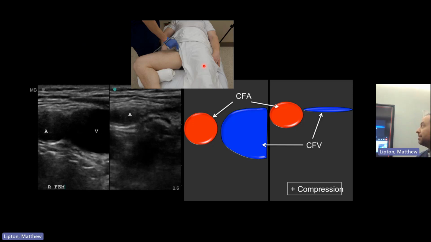You should see pubic hair to do this compression. You should be at the inguinal ligament. They should not have any pants on. I mean, if their underwear's on, if it's loose fitting underwear and you can curl it up, that's fine. But really, you need to get up in there.